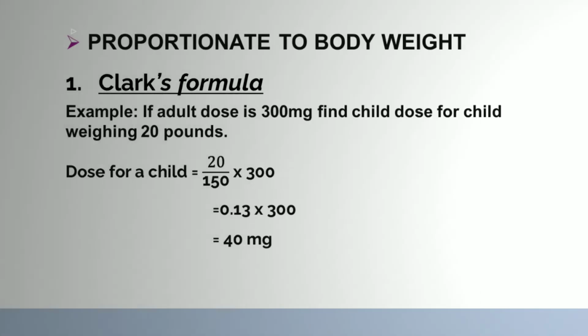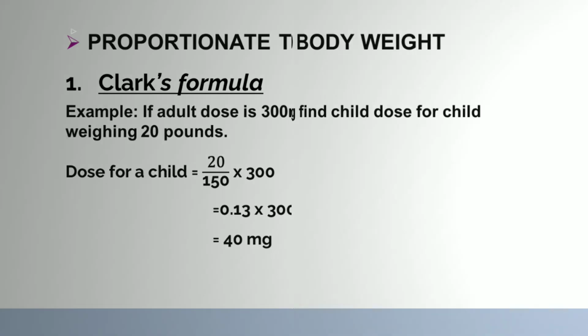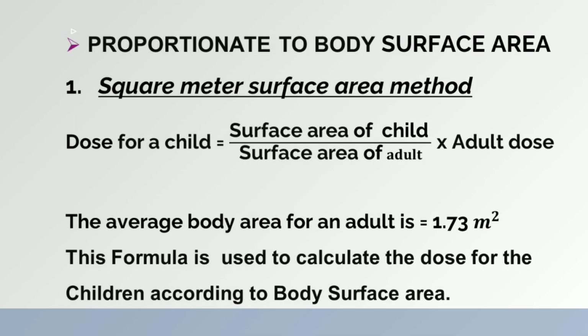Now let us look at the example. If the adult dose is 300 mg, find the child dose for a child weighing 20 pounds. Here the weight of the child is given as 20 pounds. So the dose for a child is equal to 20 upon 150 into 300, that is 0.13 into 300, is equal to 40 mg.